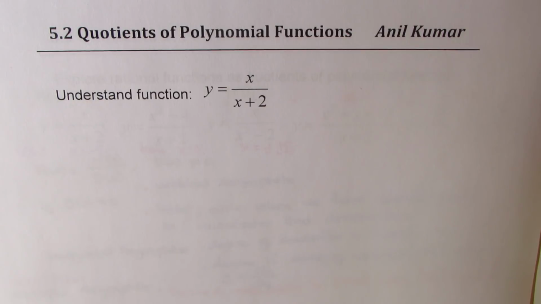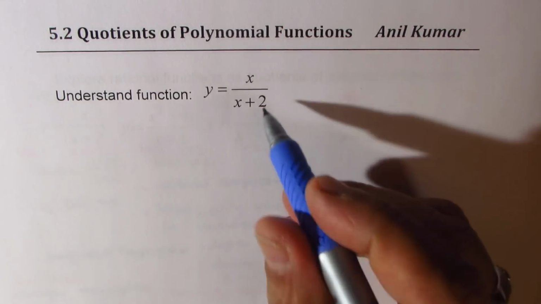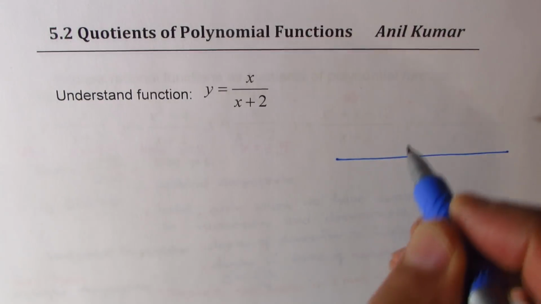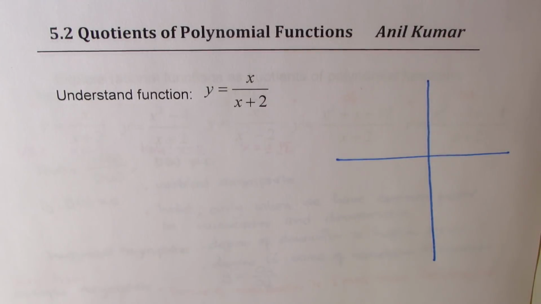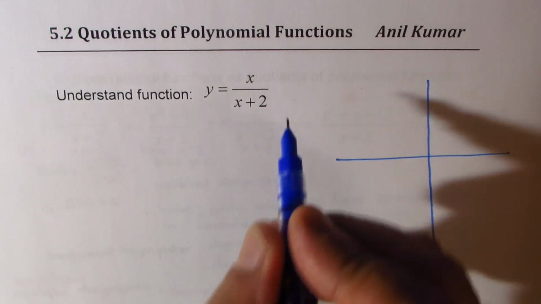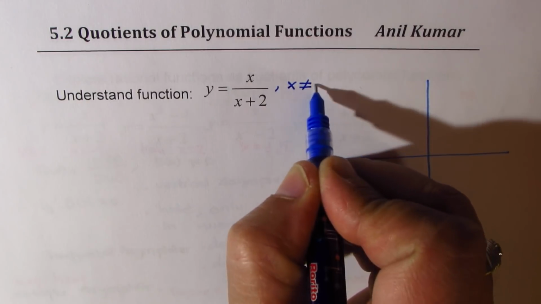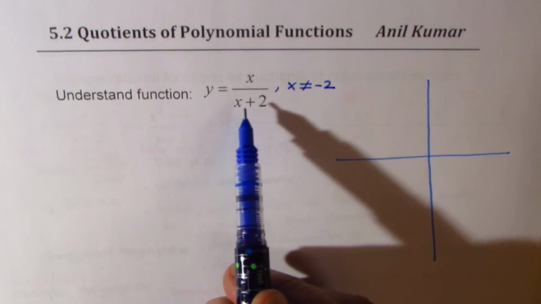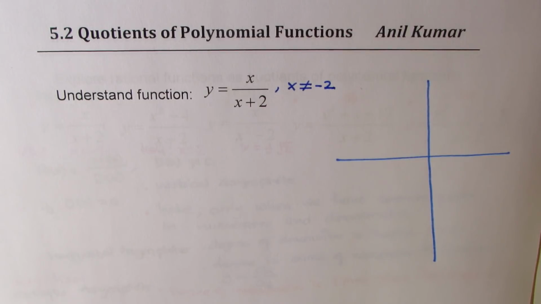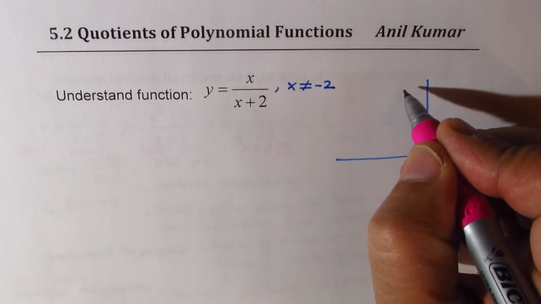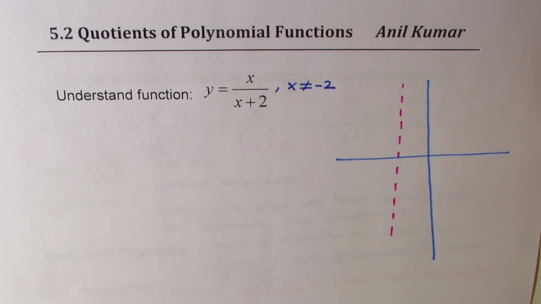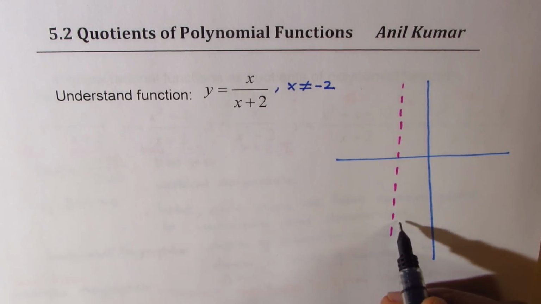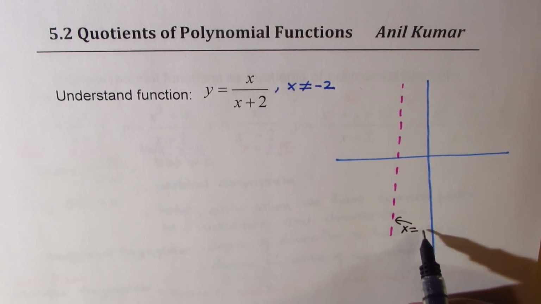To sketch this particular function, we can begin with the vertical asymptote. Since the denominator is 0 at x equals -2, x is never equal to -2, right? Now x plus 2 is not a factor of the numerator, so there is no question of a hole. However, in this case we do have a vertical asymptote, right? So that is the vertical asymptote, and its equation will be x equals -2, right?